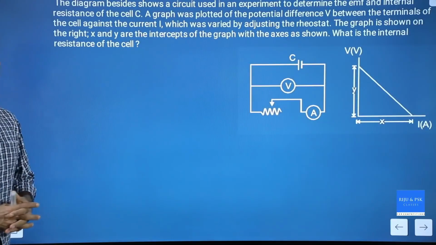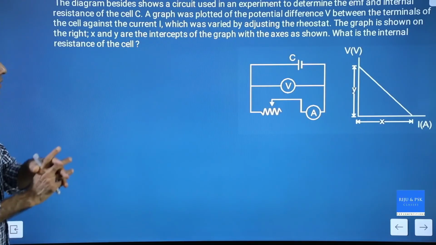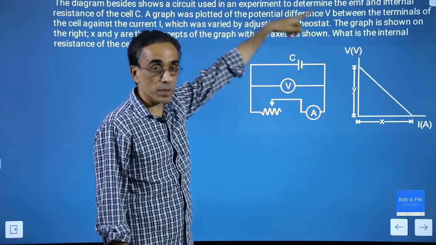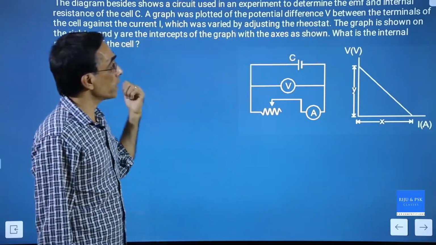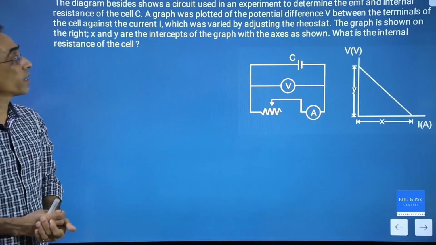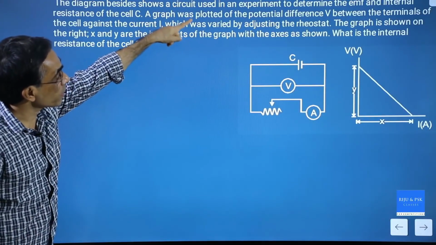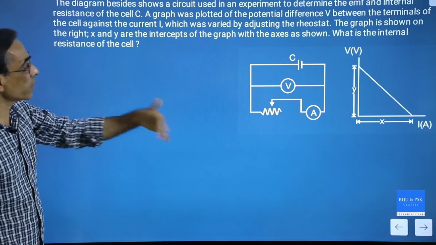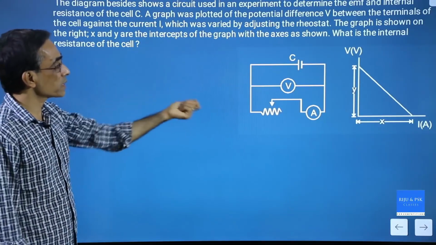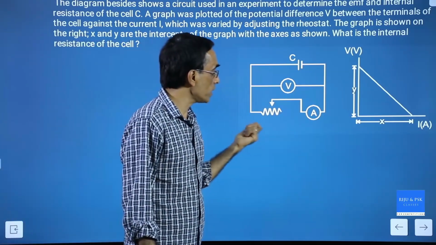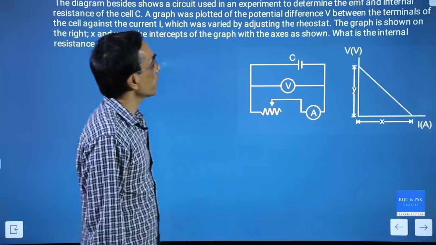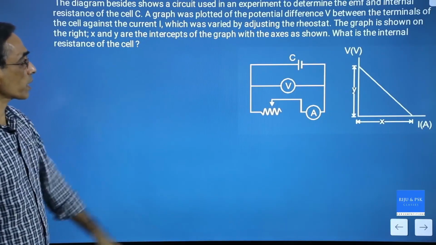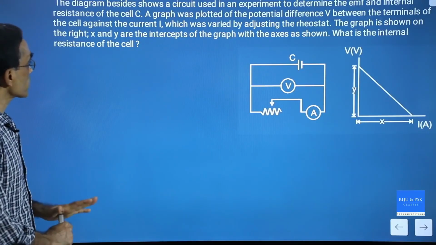Now again, questions about internal resistance. The diagram shows a circuit used in an experiment to determine the EMF and internal resistance of a cell. A graph was plotted of the potential difference V between the terminals of the cell against the current I, which was varied by adjusting the rheostat. There is a rheostat; when you vary it, the current through the circuit will vary. The graph is shown on the right. X and Y are the intercepts of the graph. What is the internal resistance of the cell?